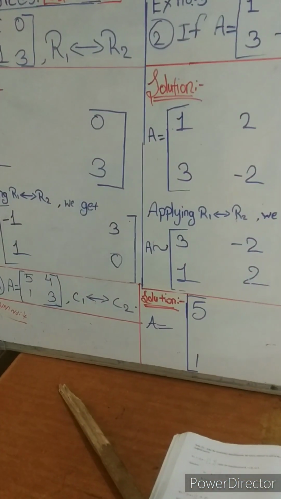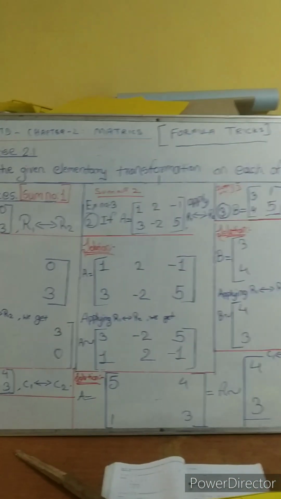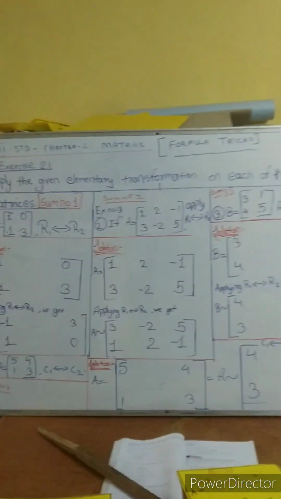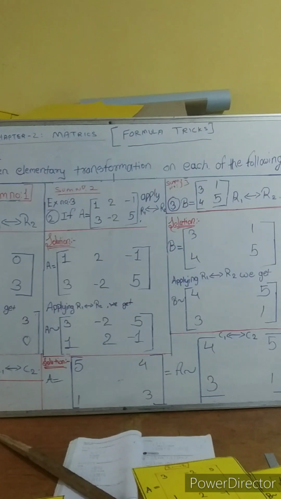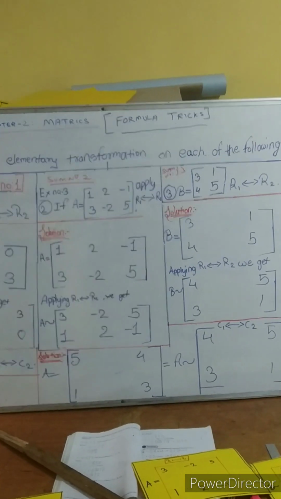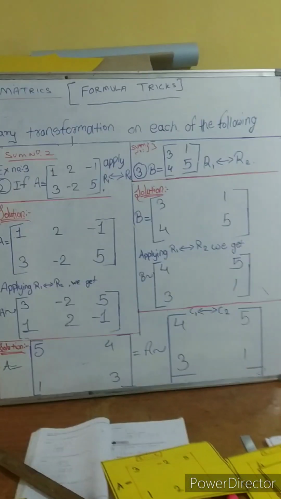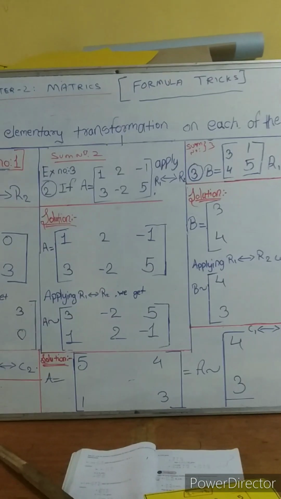Sum number 4 has been completed. In the same way we have to complete all the problems based on that formula trick for elementary transformations of each of the following matrix.